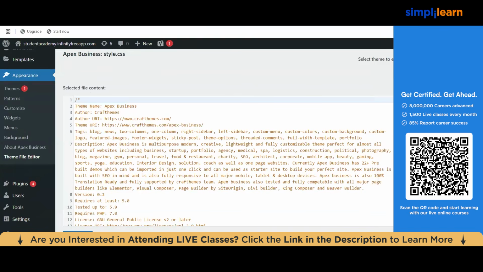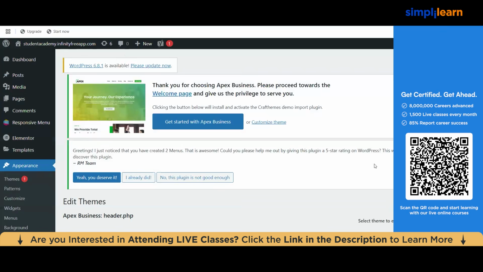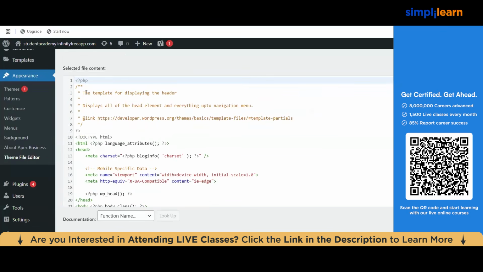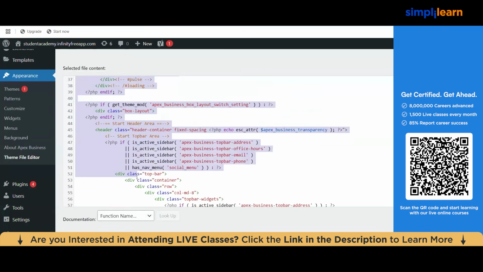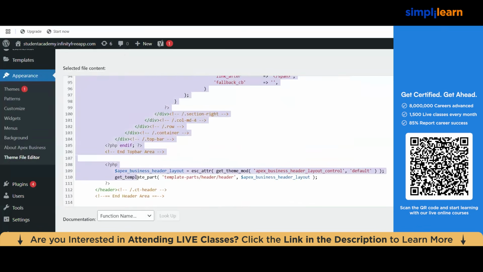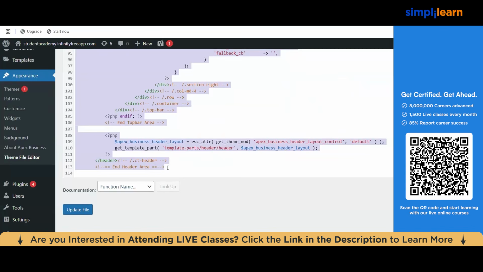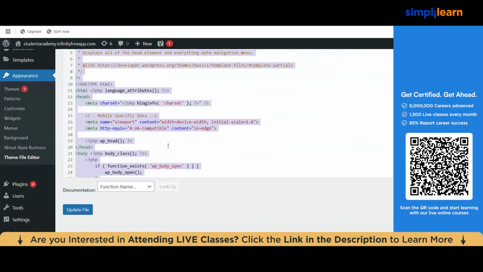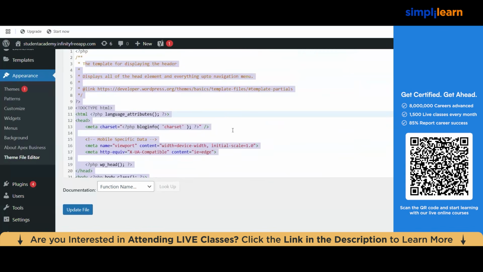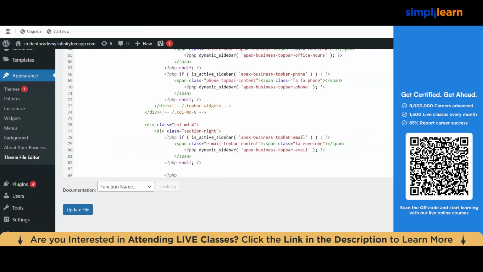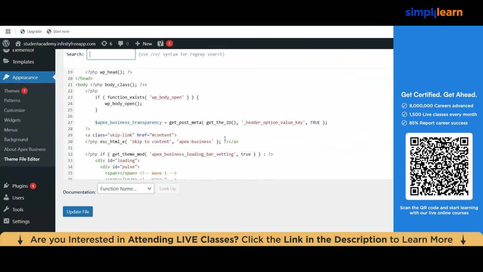Header PHP. Click on this. And once you click on this, you see the entire website coding will open in front of you, right? This is the entire website which I have created so far. And this is the head section of the website.